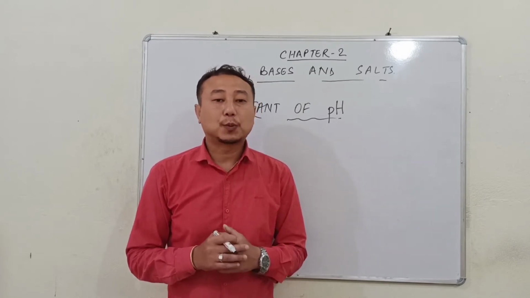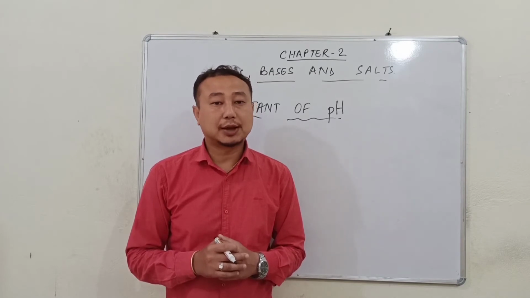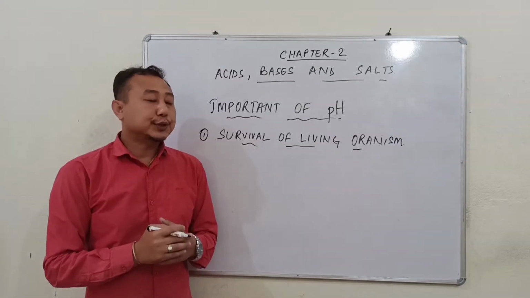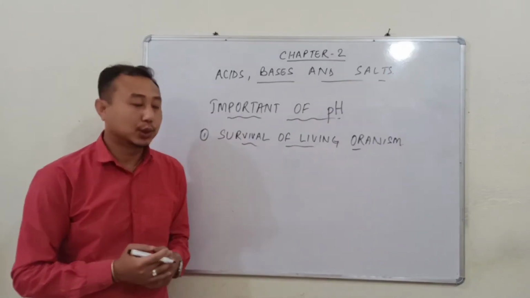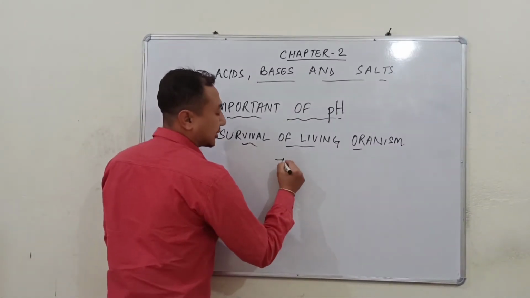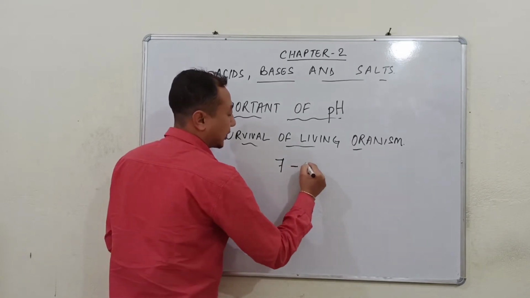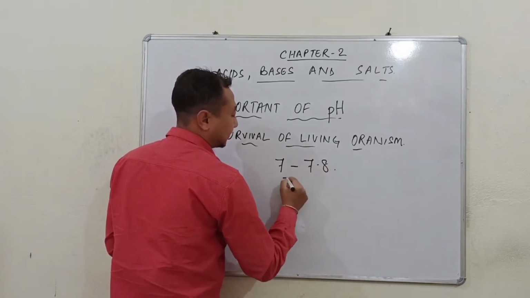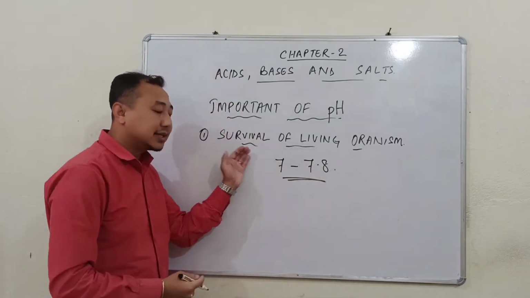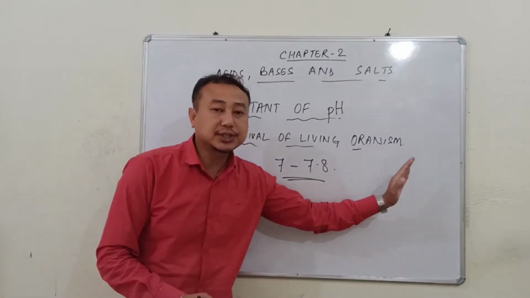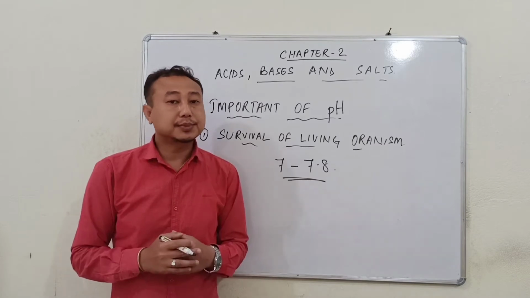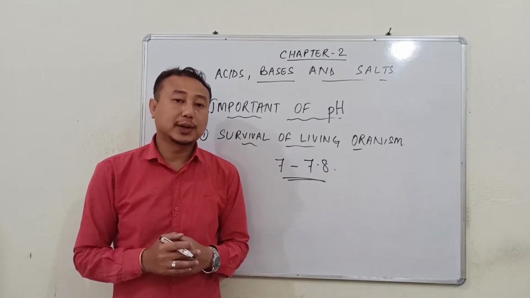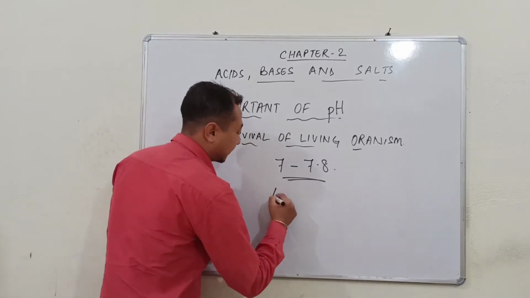Now let us see one by one the importance of pH in everyday life. The first importance is about the survival of living organisms. As I told you, the survival of living organisms takes place between a pH range of 7 to 7.8. If the pH is less than 7 or if the pH is more than 7.8, then the survival of living organisms will be impossible. Sometimes, a natural phenomenon known as acid rain takes place.